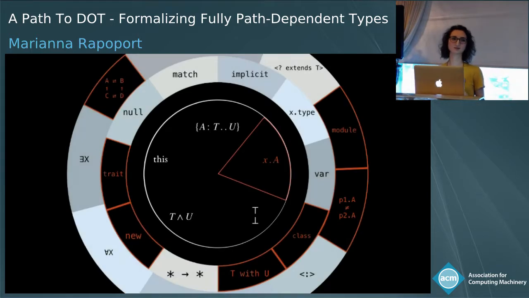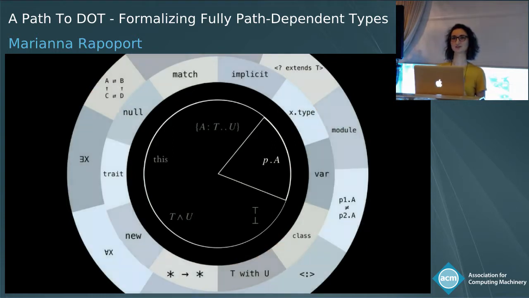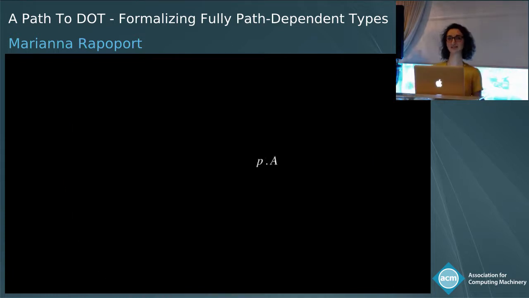So to summarize, pDOT generalizes DOT's variable-dependent types to the first formalization of fully path-dependent types and singleton types. And this allows us to model a variety of features of an expressive type system such as Scala's, and to unleash the full expressive power of path-dependent types. Thanks.